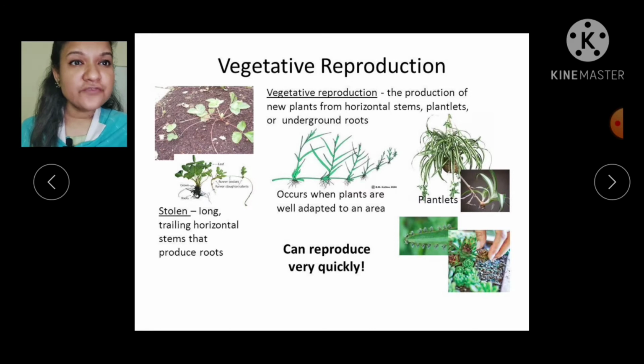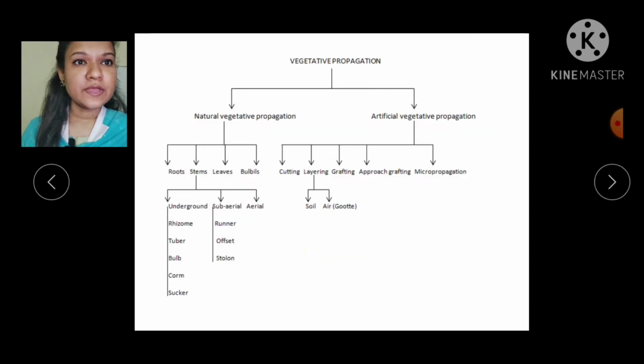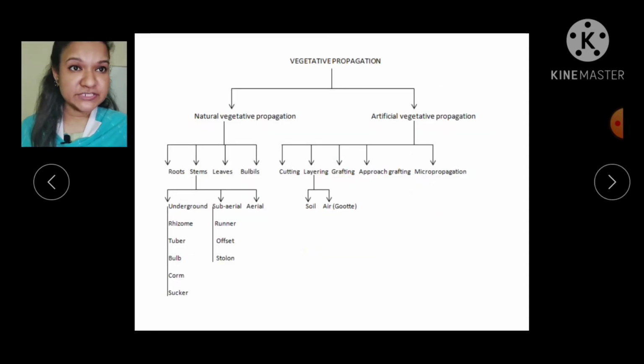The production of new plants from a horizontal stem, plantlets or underground parts is a type of vegetative reproduction. Here you can see this is the figure of a stolon. Stolons are long, trailing, horizontal stems that produce roots. Vegetative reproduction is again of two types: natural vegetative propagation and artificial vegetative propagation.